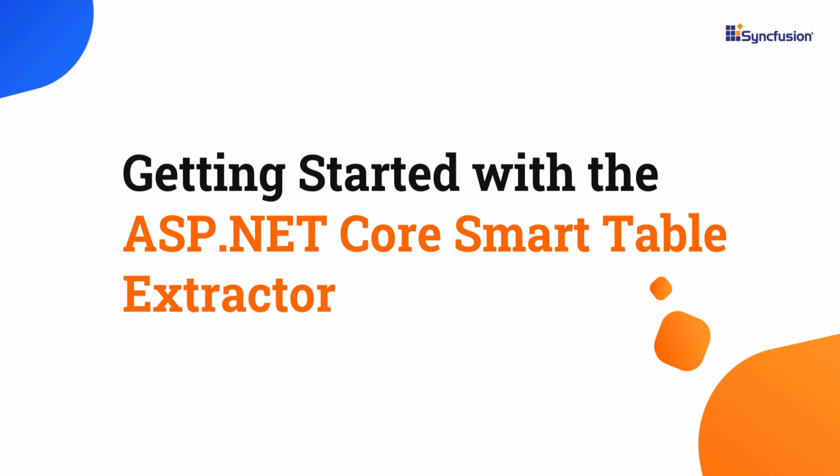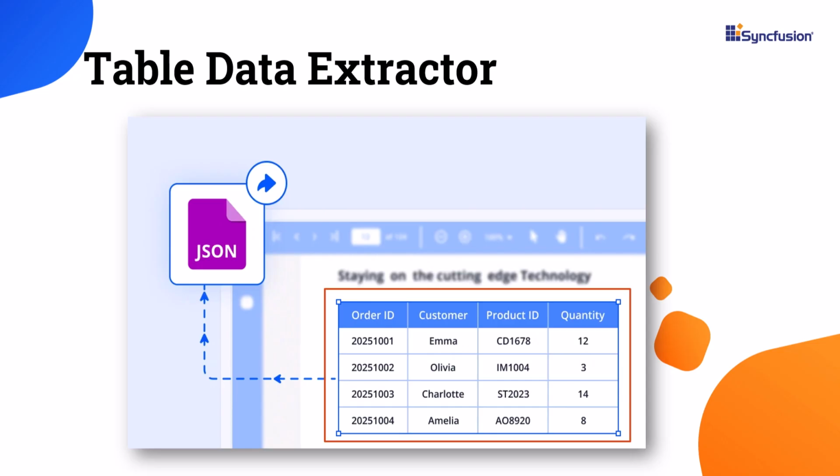Welcome to this ASP.NET Core Smart Table Extractor tutorial. This control identifies table regions, headers, columns, and merged cells in PDFs. It extracts each table as clean, analysis-ready JSON with preserved header structure and per-cell confidence scores.